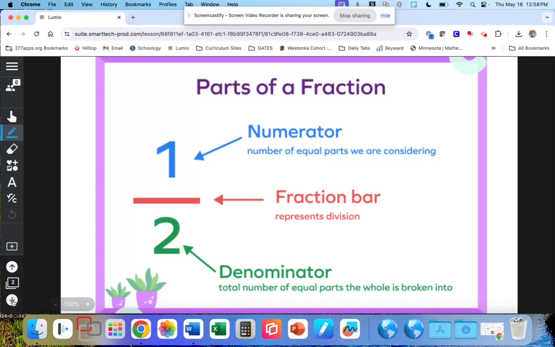So I always like to think of a candy bar. A lot of times, candy bars have those break parts, where you can break apart your candy bar into different pieces. That would be the denominator. How many of those pieces do you have that make up the whole? And then how many you choose to eat becomes the numerator.